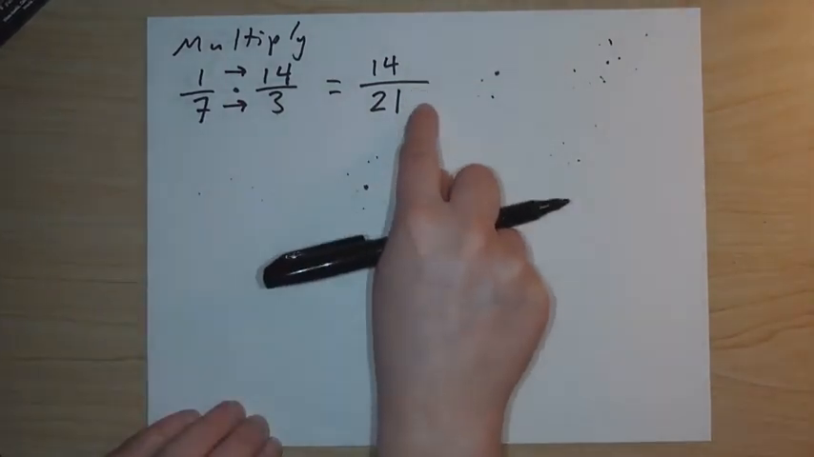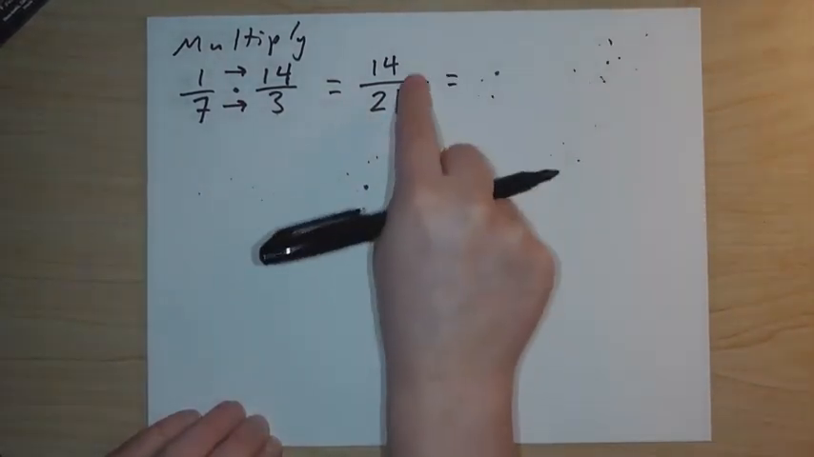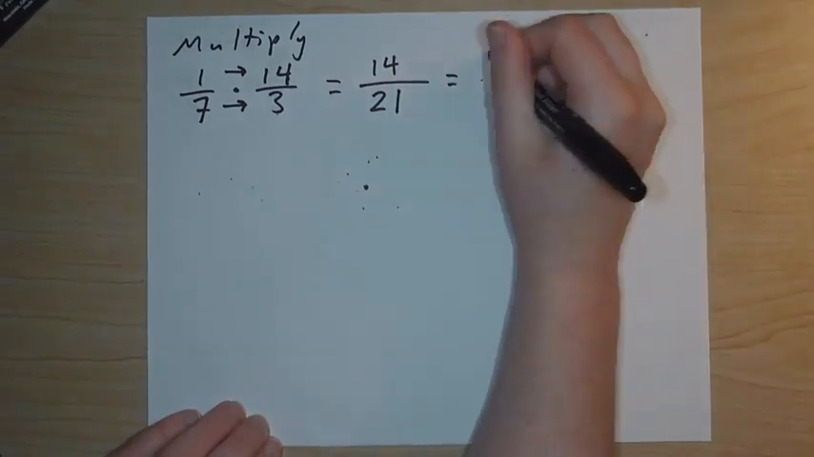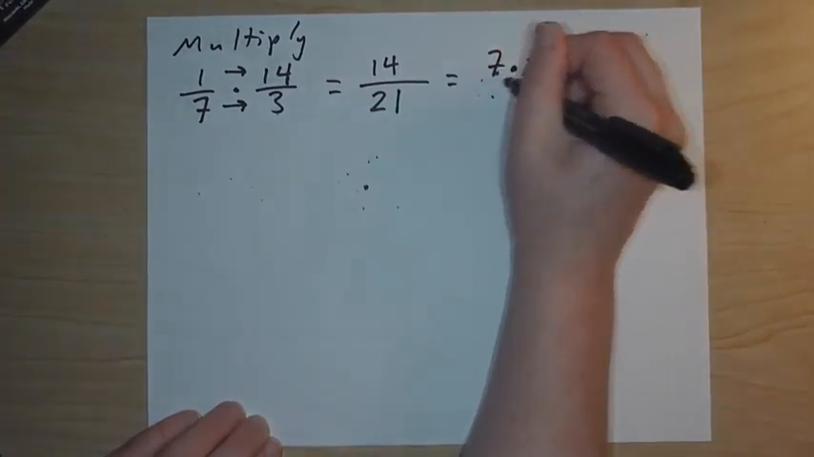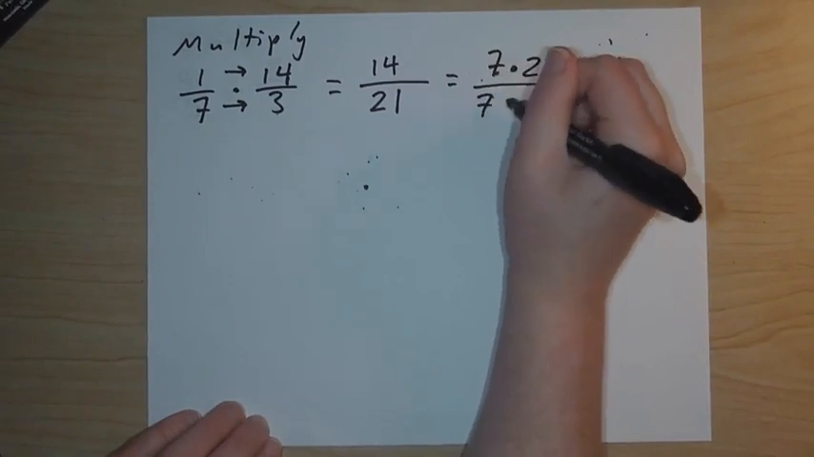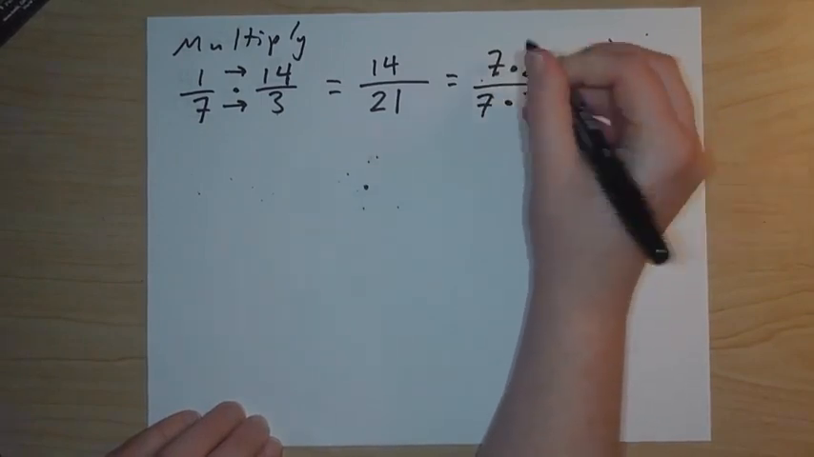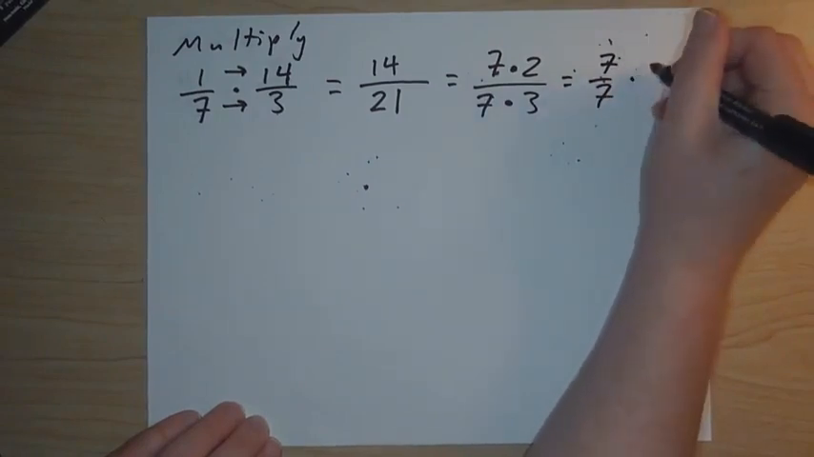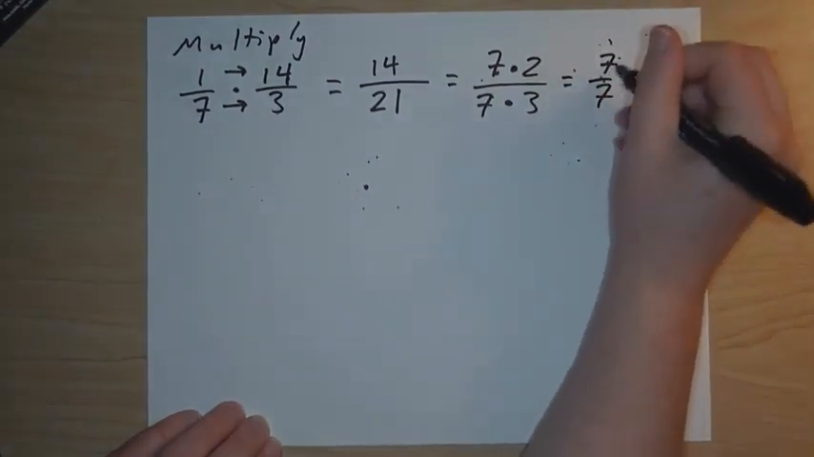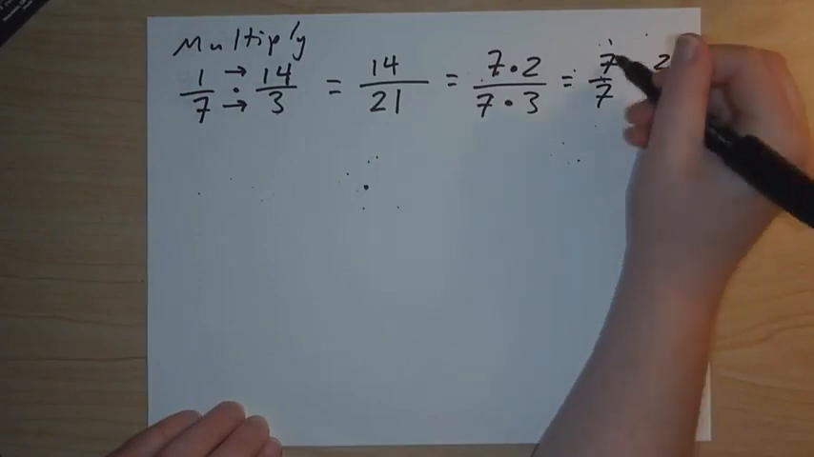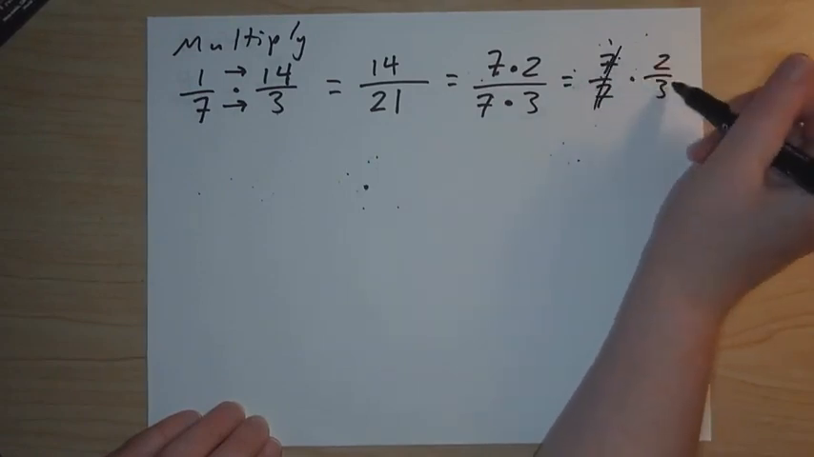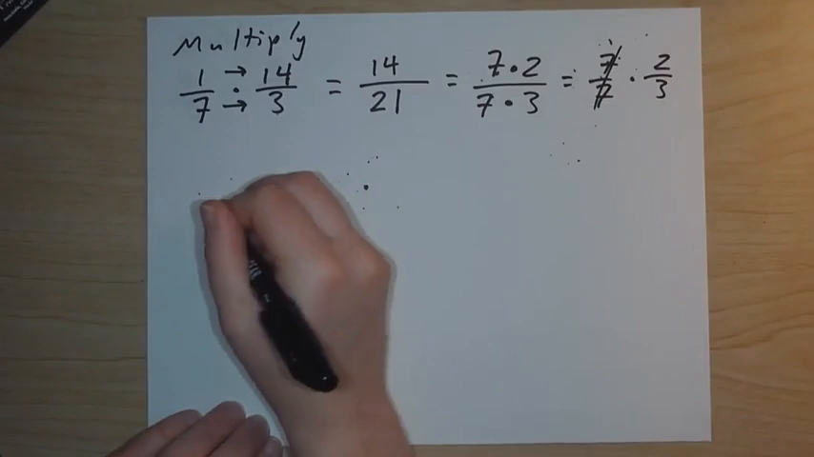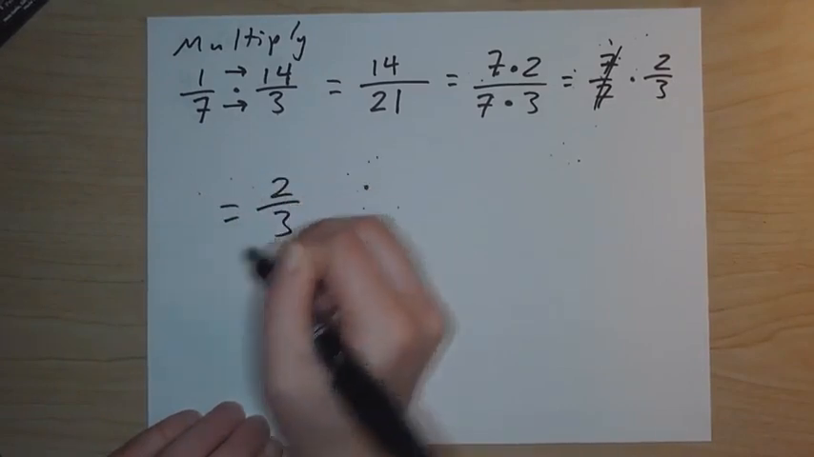And we can simplify this fraction because these both have 7 in it. So 14 is 7 times 2, and 21 is 7 times 3. So they both have 7 in it. This is the same thing as 7 over 7 times 2 over 3. 7 over 7 is 1. It's the same thing as 1 times 2/3. So we can just say this is 2/3.